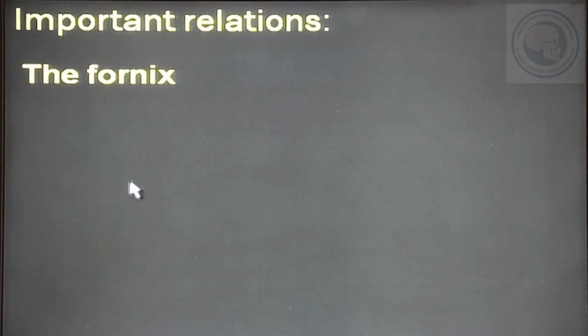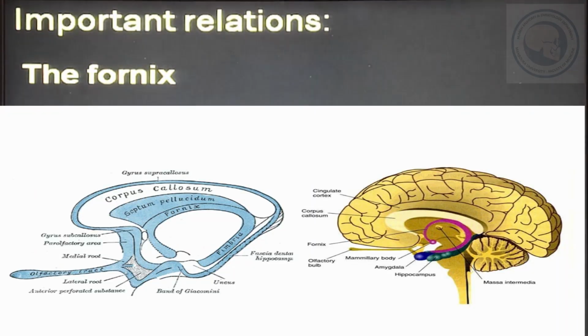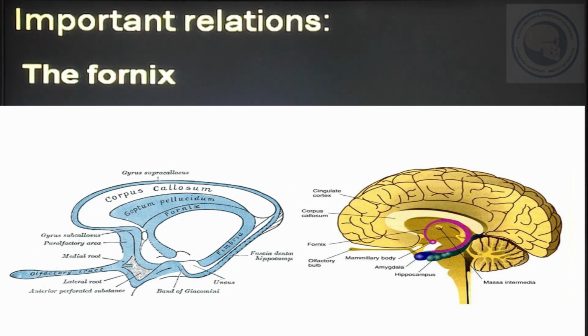Another important relation, we know the fornix before. The fornix starts medial to the hippocampus as fimbria, and the fimbria is followed by crus, and the two crura come together below the splenium to form the body of the fornix. And I told you before that the body of the fornix forms the roof of the diencephalon here. The body of the fornix also lies in the midline, like the corpus callosum, and the space between body of corpus callosum above and body of the fornix below will be occupied by a vertical membrane called septum pellucidum.